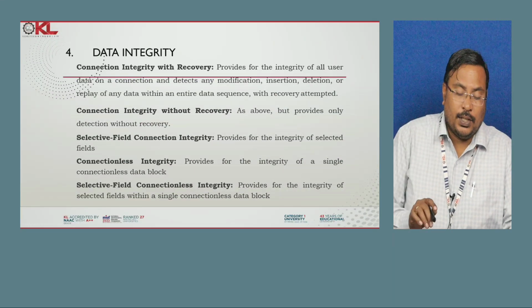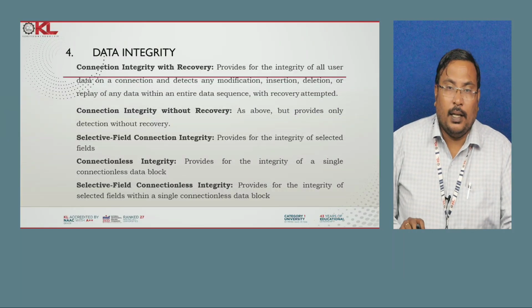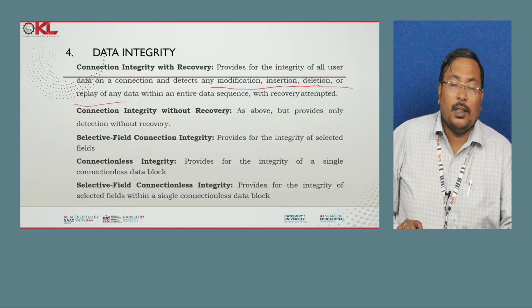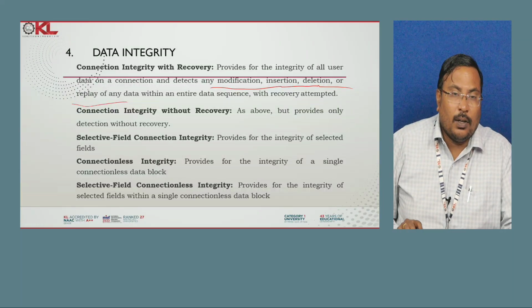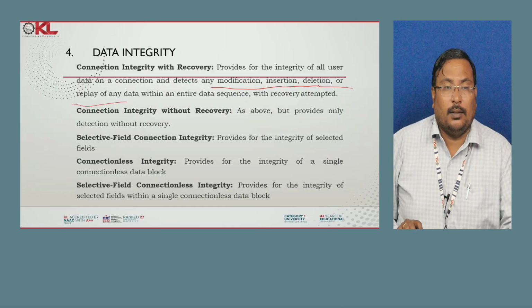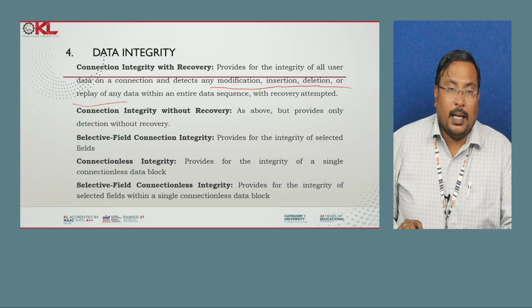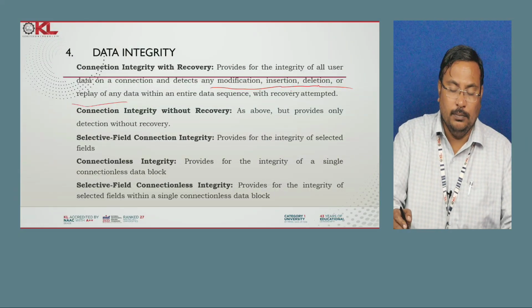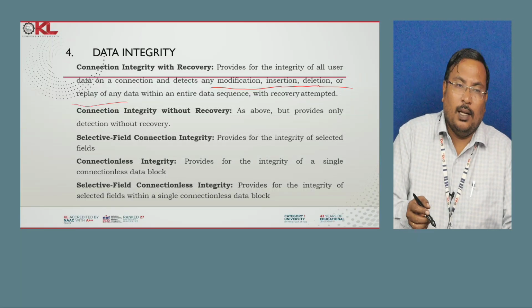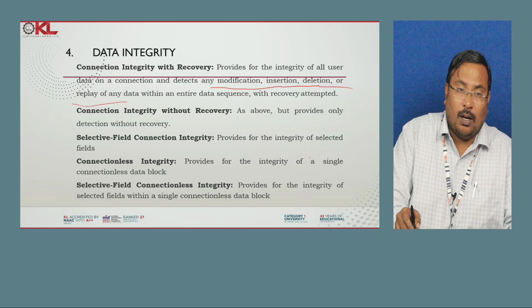Next, data integrity. Connection integrity with recovery provides for the integrity of all user data on a connection and detects any modification, insertion, deletion and replay of any data, with recovery attempted. Without recovery means all the above operations like modification, insertion, deletion will happen, it will only detect that, and we are not able to recover. Okay, selective field connection integrity provides for the integrity of selective fields. That means any modification, insertion, deletion, replay can be done by the intruder or a third person, the middleman. We will provide the security for the selected fields, not for the entire fields.